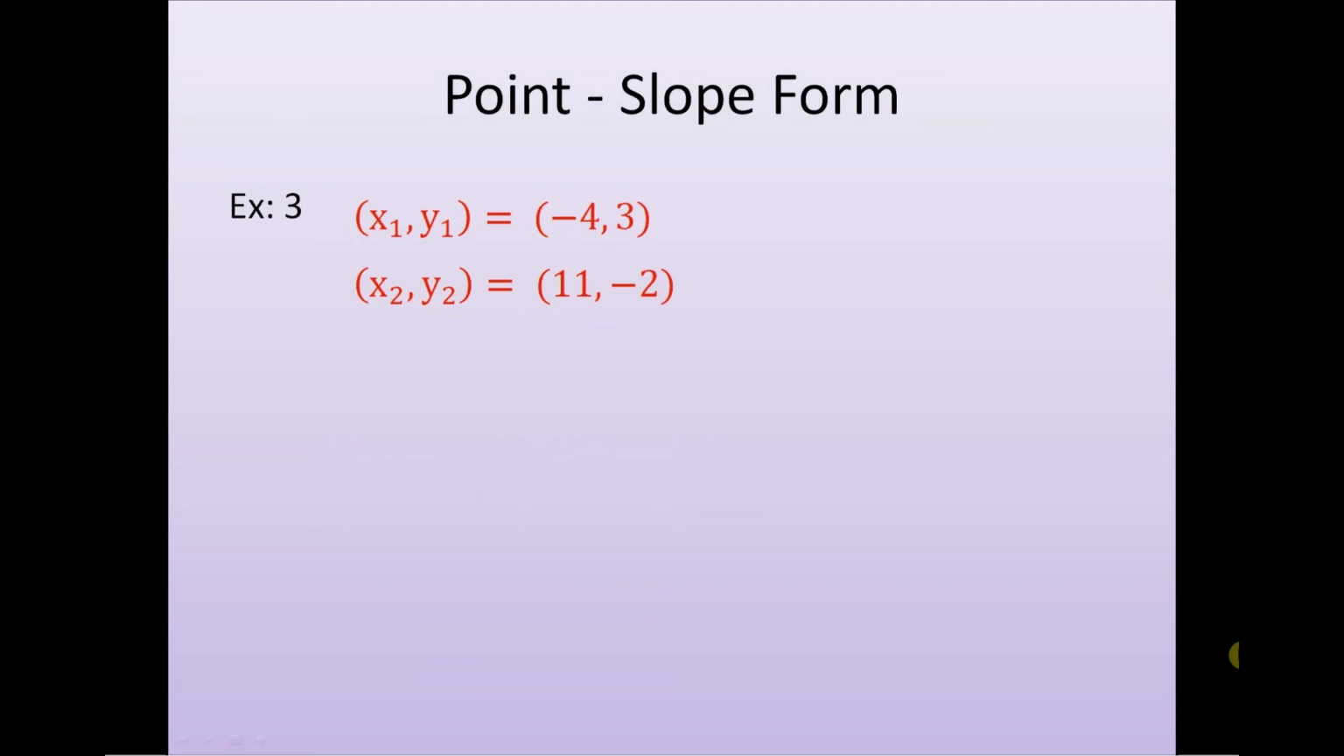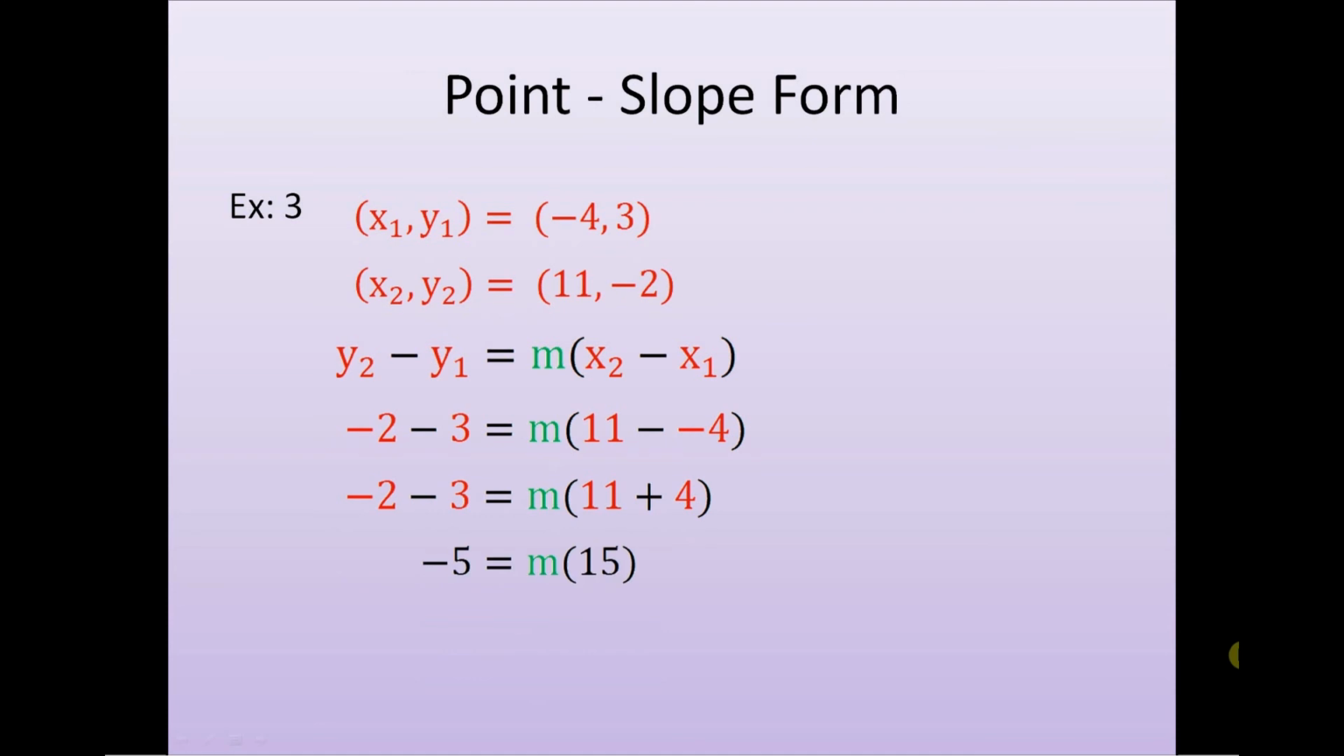Let's take a look at another example. This time, they give you two points, (-4, 3) and (11, -2). I will call them x1, y1, and x2, y2. Write an equation for the line between these two points in point-slope form. First, let's find the slope m. I will use this form, y2 minus y1 equals m times (x2 minus x1). Substituting the points and solving for m gives -1/3.